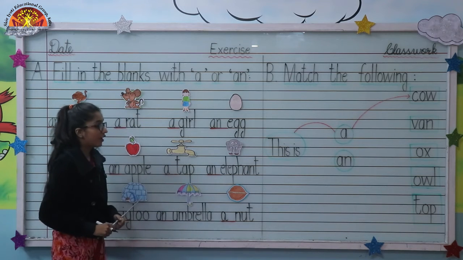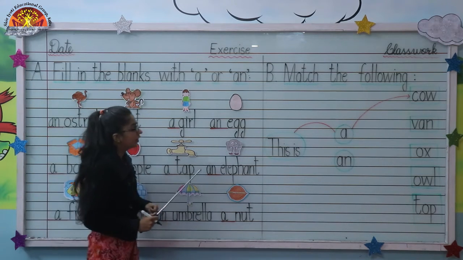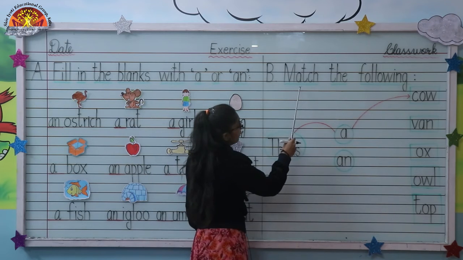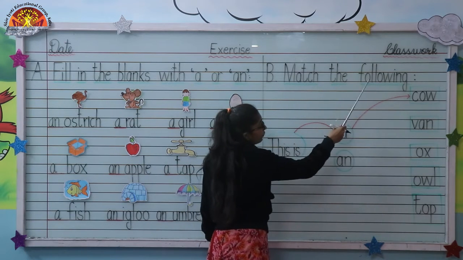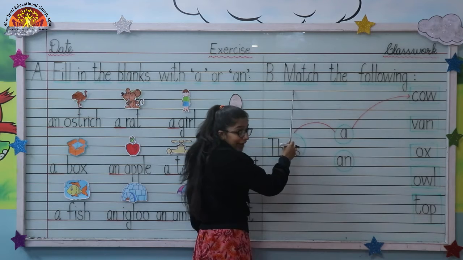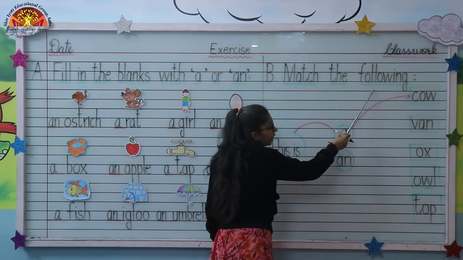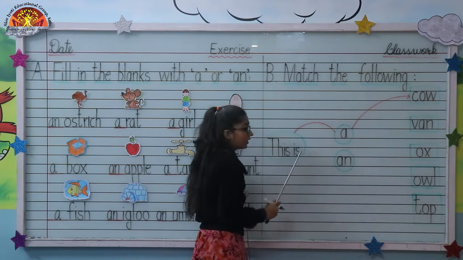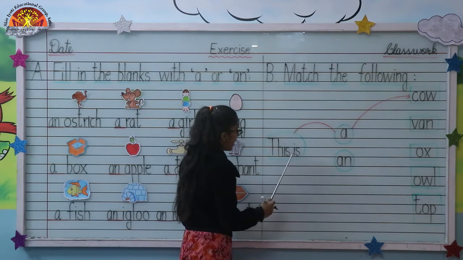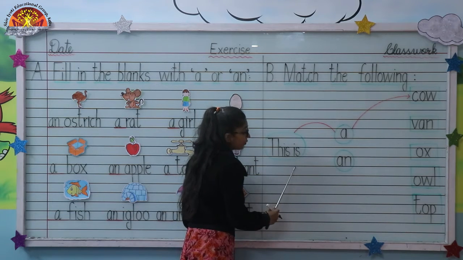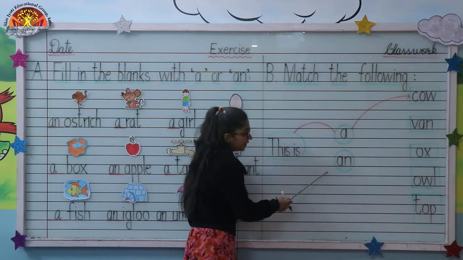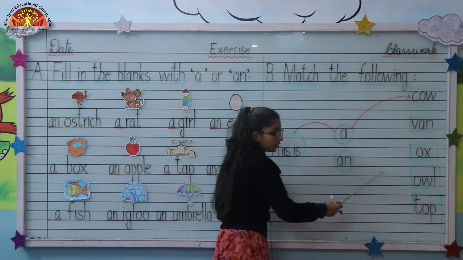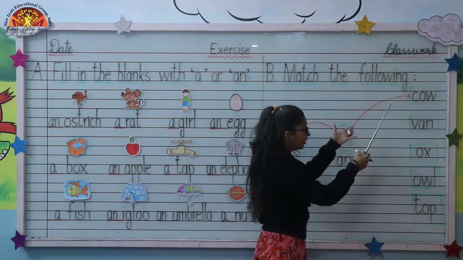Okay kids, now come to the next question. Let's read this question. Match the following. So kids, what do we have to do? We have to match "this is" with a or an, then with a word. Okay, let's read all the words.